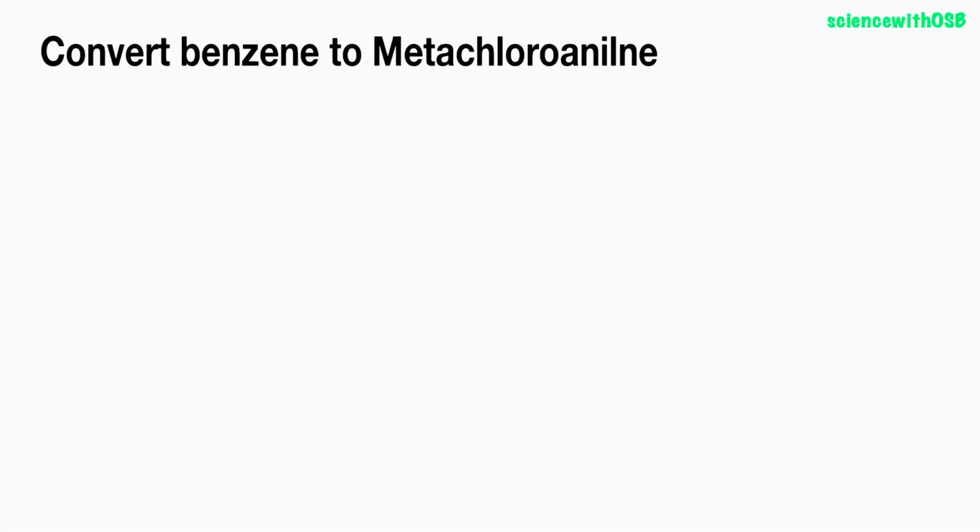Convert benzene to metachloroaniline. First, we can draw the reactant and product. So what is the reactant? Benzene, right? And what is the product? Product is metachloroaniline. So we have aniline, NH2 group, and then we have chlorine at the meta position.